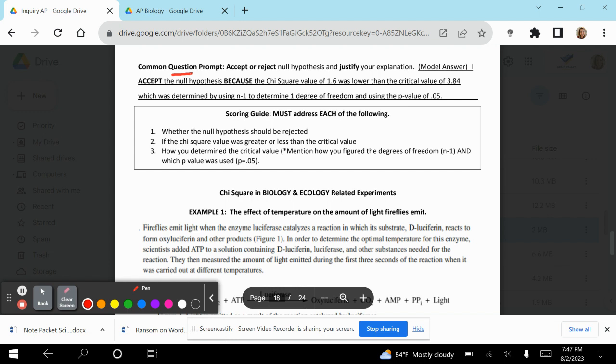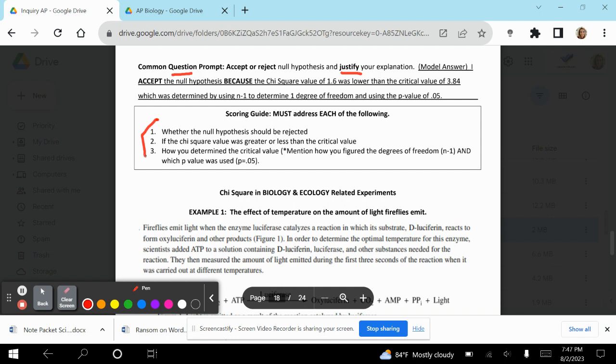Now, when they say to justify this decision, there are quite a few things that you have to remember to indicate. You have to prove to your grader that you knew what you were doing, that you knew how to figure out the critical value is 3.84, and that you knew to accept the null because your chi-square value was below the critical value.